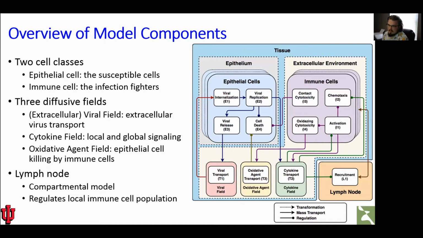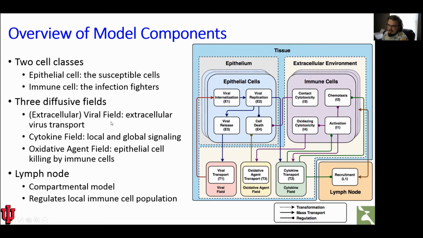And then we also simulate two additional diffusive fields, the first being an extracellular virus field. So this is the virus outside of cells undergoing diffusive transport throughout the domain. That extracellular virus field can be internalized into uninfected cells, making them infected. Throughout the progression of infection, those infected cells then will begin to release virus back into this extracellular field.